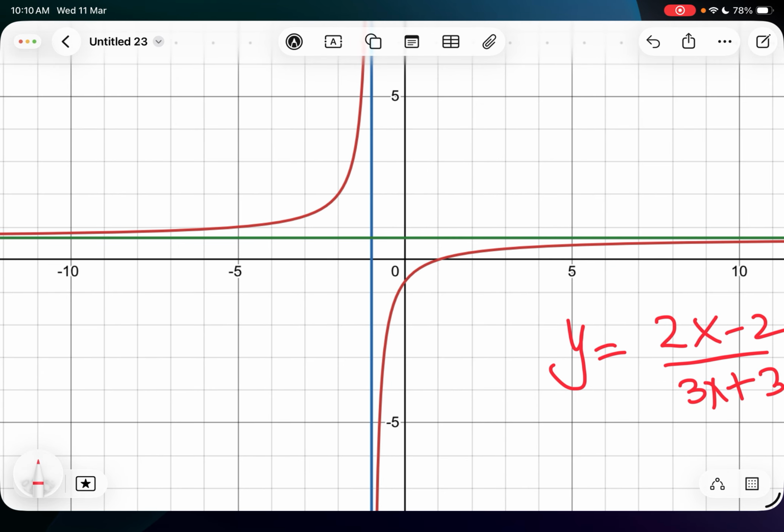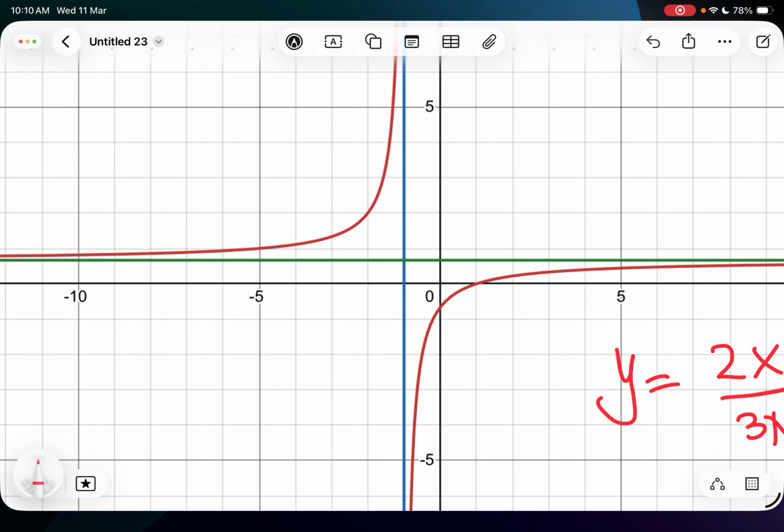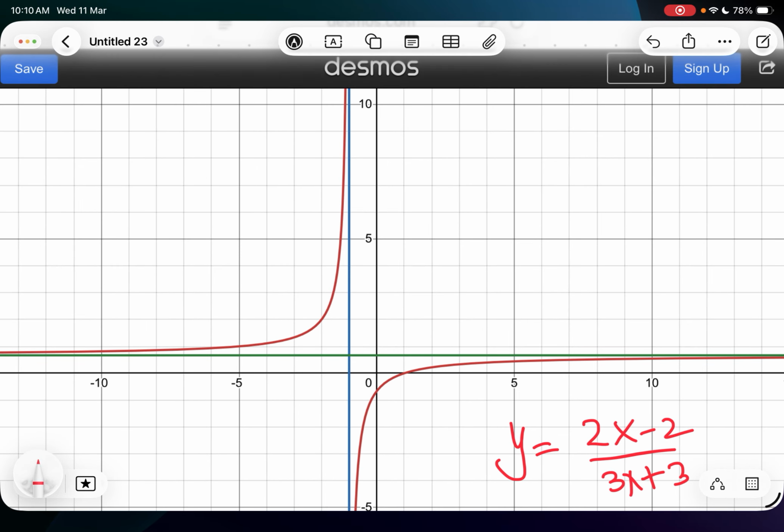Beside these two red curves, you can see a green line and a blue line. The green line represents a horizontal asymptote and the blue line represents a vertical asymptote. Now, the question should arise in your mind: what is an asymptote? An asymptote is a straight line. You can see that the green line is a straight line and the blue line is a straight line as well. An asymptote is a straight line that the curve approaches but never touches or crosses.